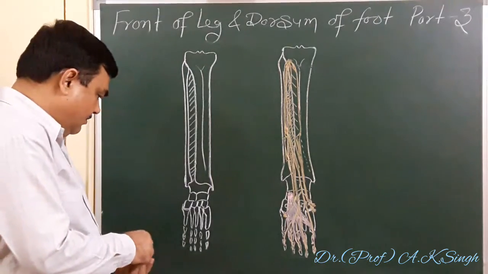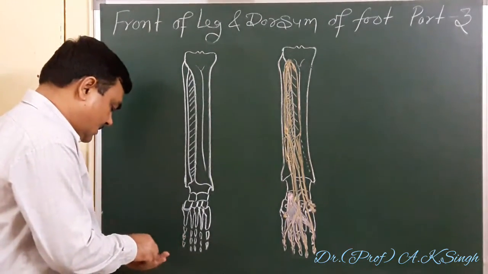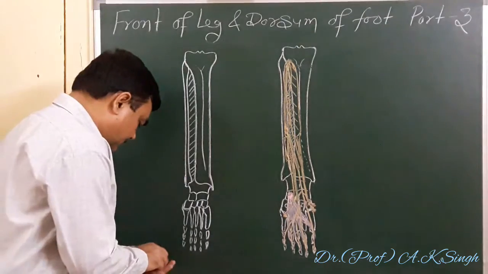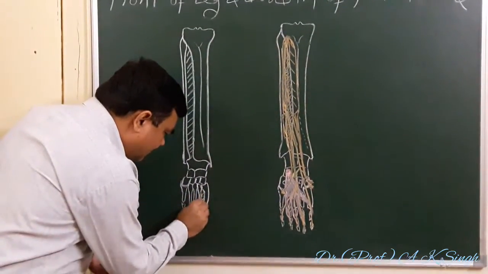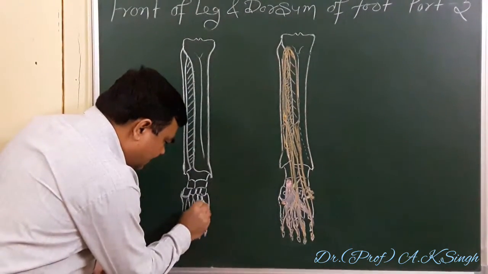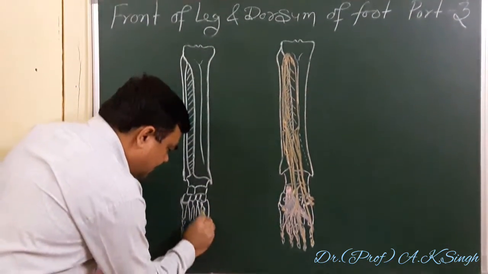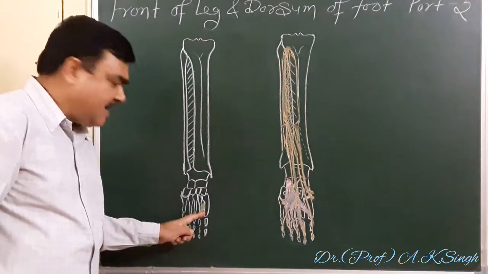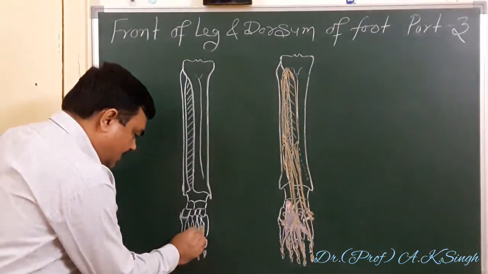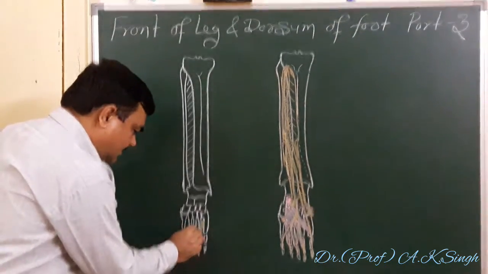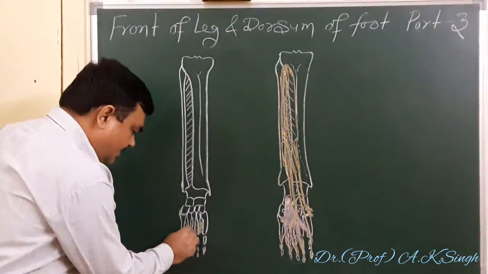In between, here, you can see between first metatarsal, this is first dorsal interossei. Here is second dorsal interossei. Here is third dorsal interossei.